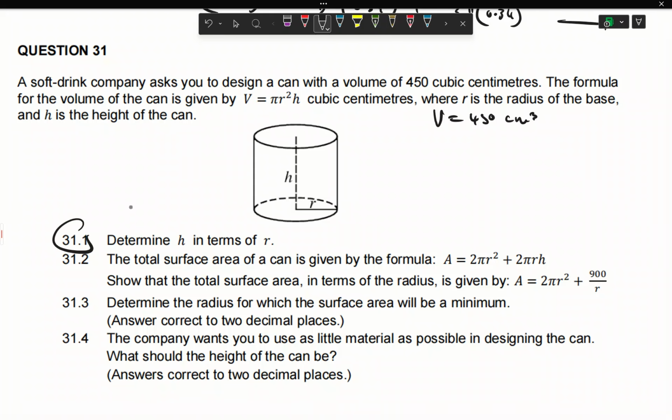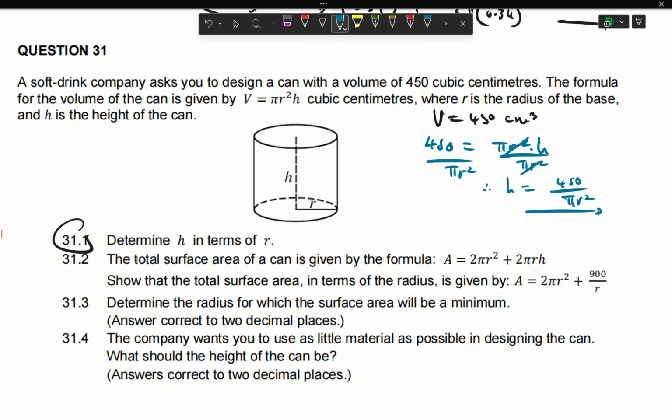So in the first question there, determine h in terms of r. We're just going to start here where we have enough information. The volume is 450, and we're told that the volume is pi r squared multiplied by h. So make h the subject of the formula: divide both sides by pi r squared. The pi r squared will cancel. Therefore h is equal to 450 all over pi r squared, in terms of r.